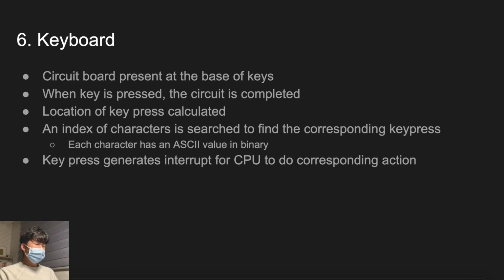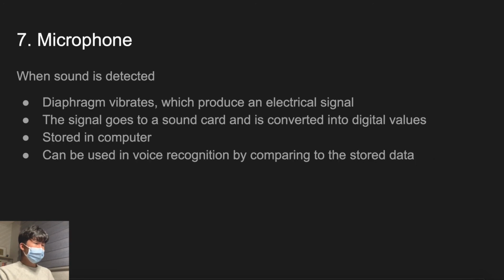Now finally, we're going to look at microphone. A microphone is used to input sound to a computer. When a sound is detected, there is something called a diaphragm, which looks like a bearing. The diaphragm vibrates, which produces an electrical signal. That signal goes to a sound card and is converted into digital values. And that digital value is stored in the computer. So these digital values are the sounds that are input.